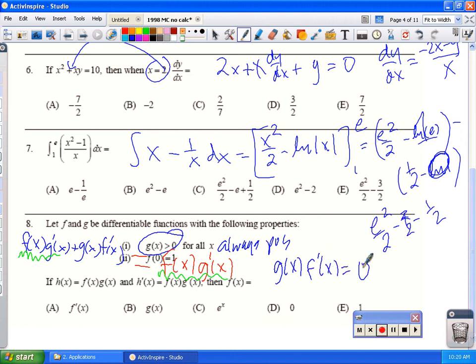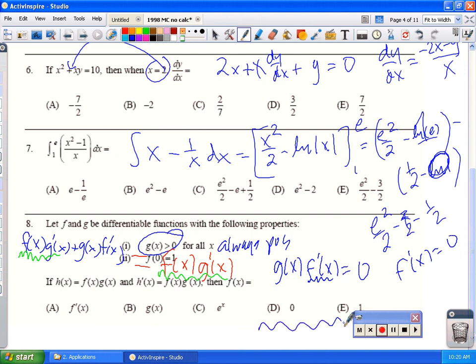But now I go back to the given information. What do I already know about g of x? It's always positive, and if it's always positive, it can't be 0. Therefore, who has to be 0? What's the only thing left, ladies and gentlemen? If g of x can't be 0, f prime of x has to be 0. If your derivative is 0, then who are you if your derivative is 0? You are a constant, which graphs to be a horizontal line.